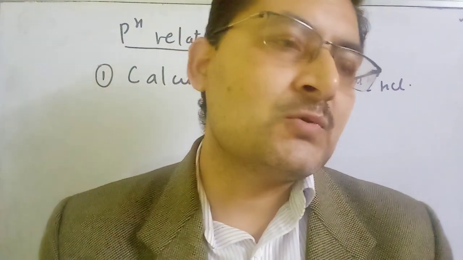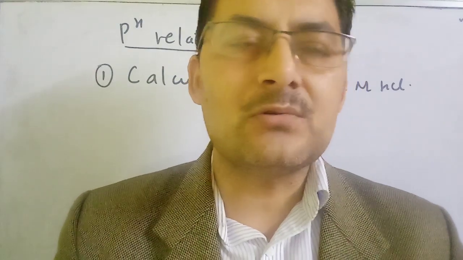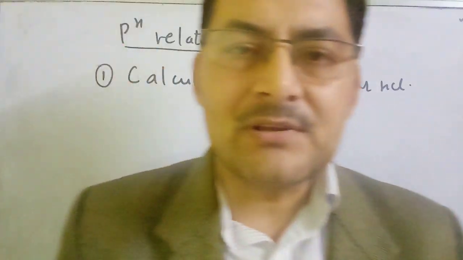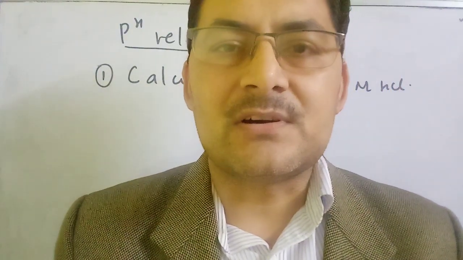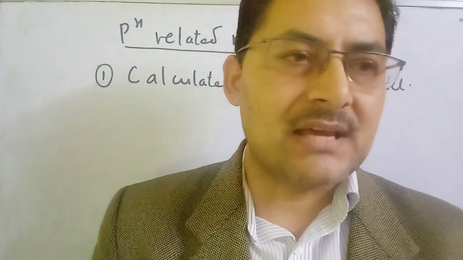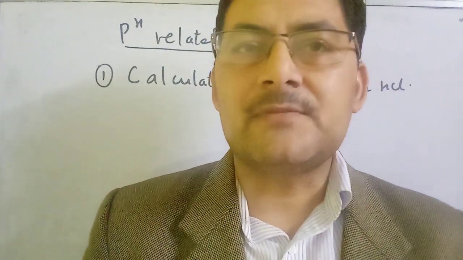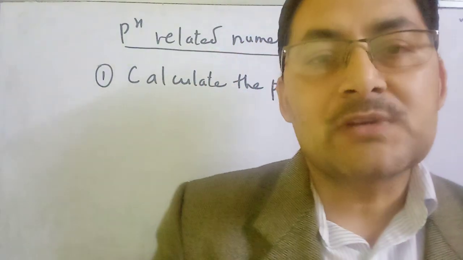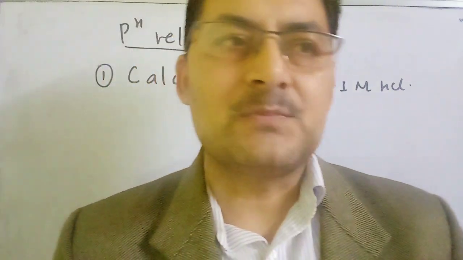Nowadays, I'm going to discuss the chapter 2, Ionic Equilibrium, class 12 chemistry. In the Ionic Equilibrium chapter, I have already discussed the Ostwald dilution law and its related numericals, as well as the pH concept, the pH scale concept, and autoionization of water. In today's video, I'm going to describe the numerical problems related to pH.